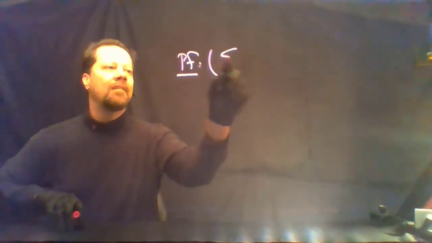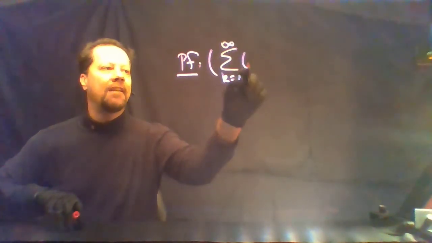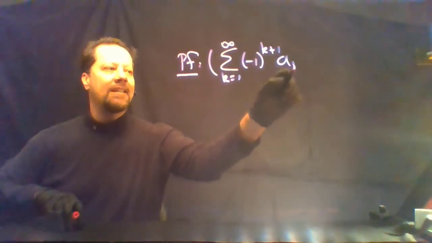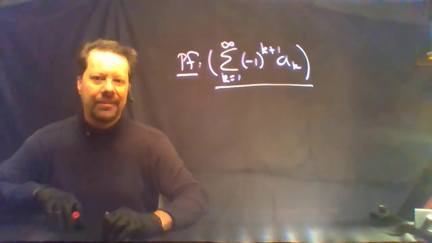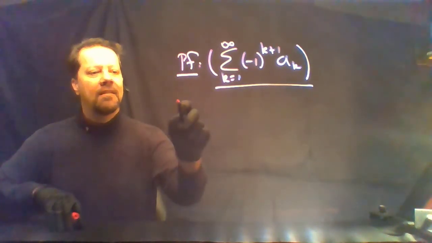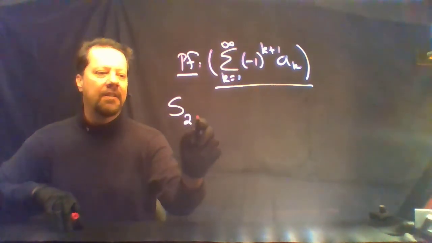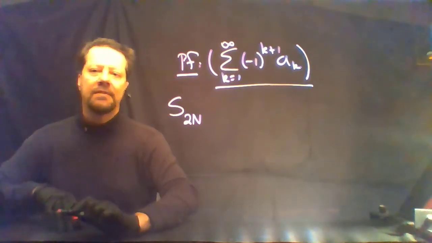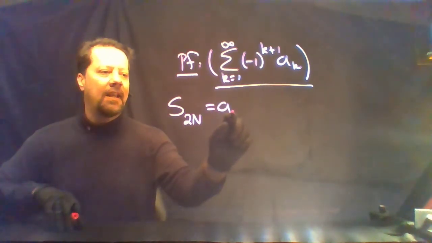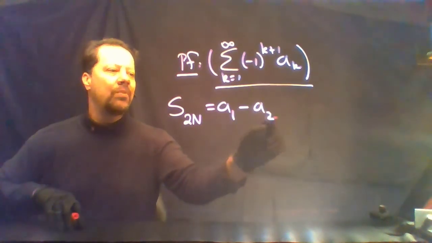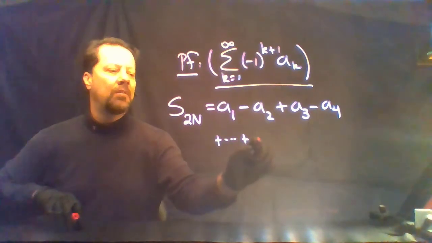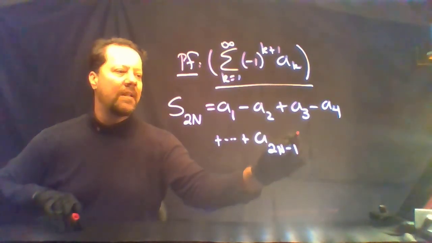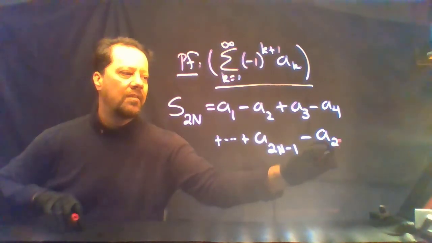And in particular, we're going to begin by looking at the sum as k goes from 1 to infinity of (-1)^(k+1) a sub k. We'll apply the proof to this particular case. That way we'll start off with a positive term when k equals 1. Let's look at the even partial sums. That's going to be a1 minus a2 plus a3 minus a4 plus ... plus a2n minus 1 minus a2n.